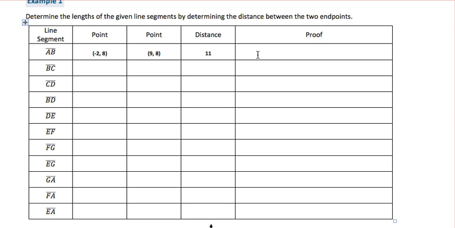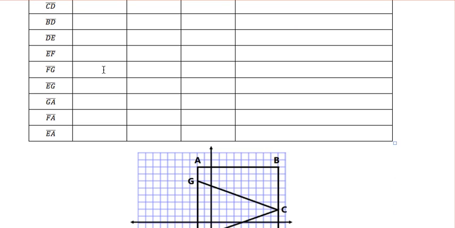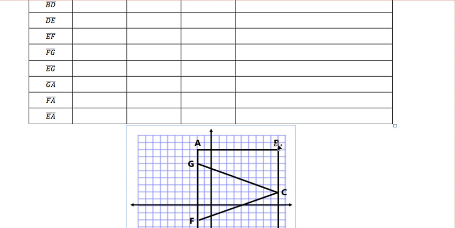And we prove that by showing the absolute value of -2 plus the absolute value of 9 equals 11. Now let's look at line segment BC.